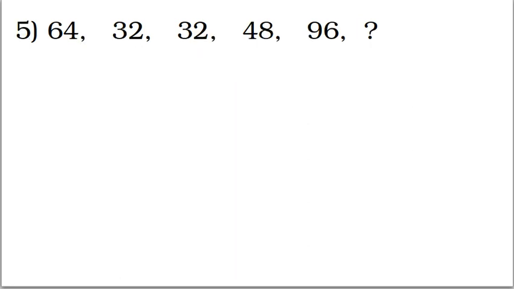This is your fifth question now. 64 and 32. You will observe a decrease here. 32 and 32 remain the same. Now 32 to 48, again there is an increase. 48 to 96, you will observe an increase again. If you find a series of this kind, usually it will be related to a fraction multiplication.